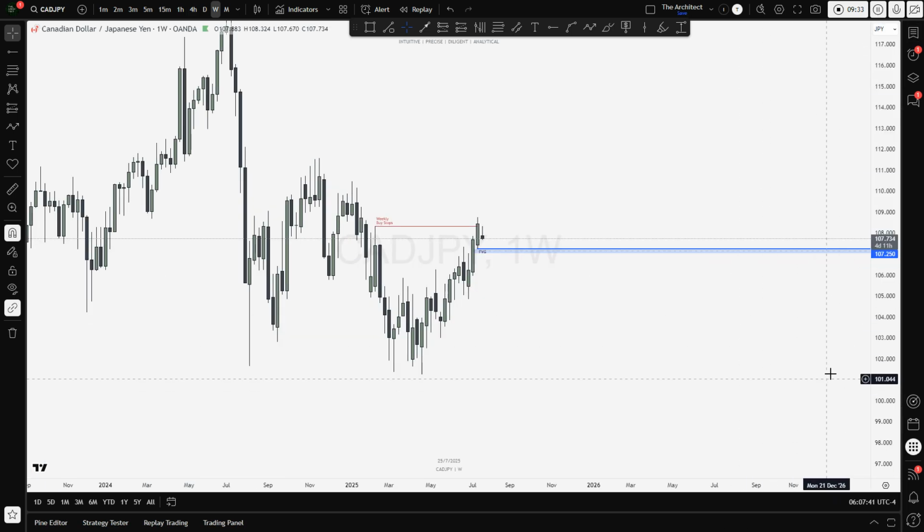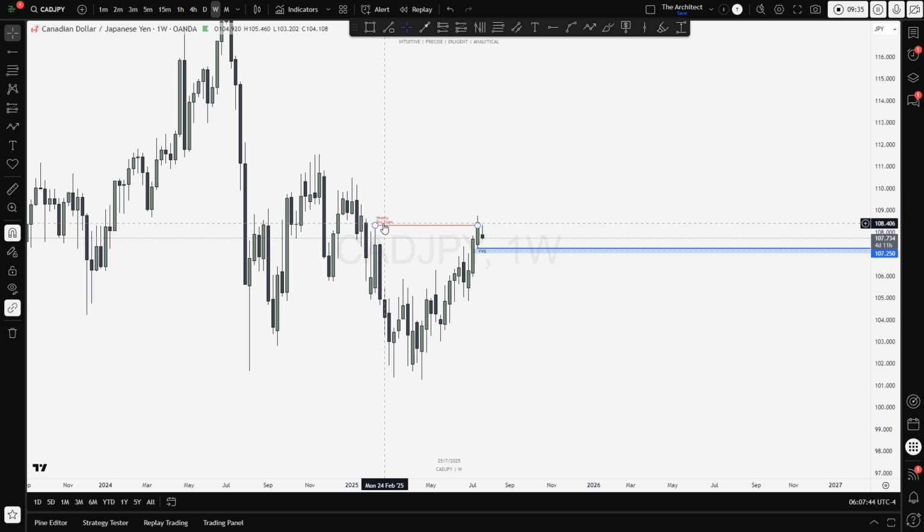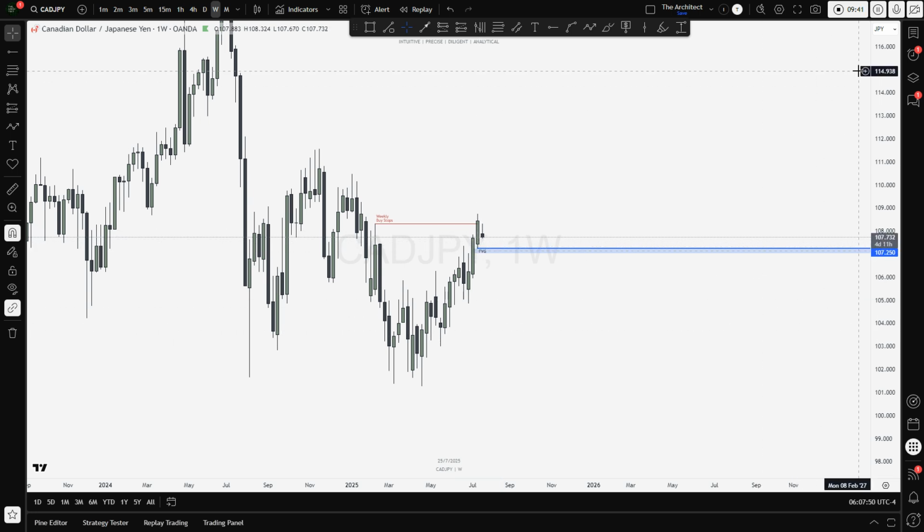Okay, cool. On CADJPY, this is the weekly time frame. Again, we took out external range liquidity. We'd like to see the market pull back into internal range liquidity. So you're seeing that it's exactly the same thing that's happening on the previous pair that we were looking at, right? Let's look at the H4.